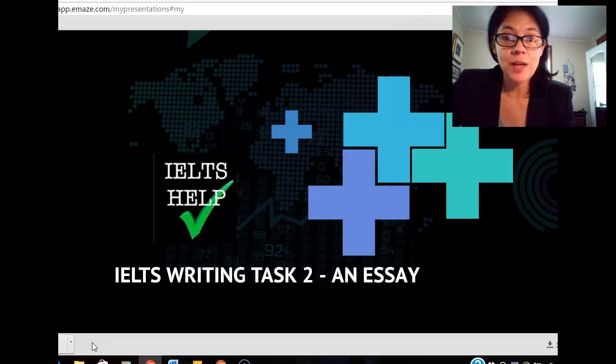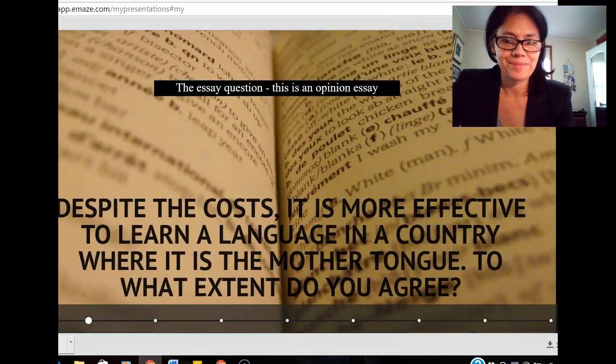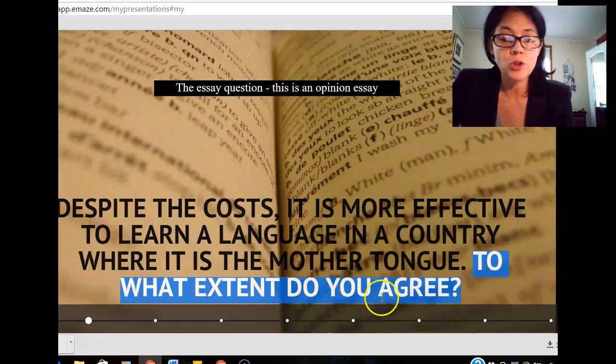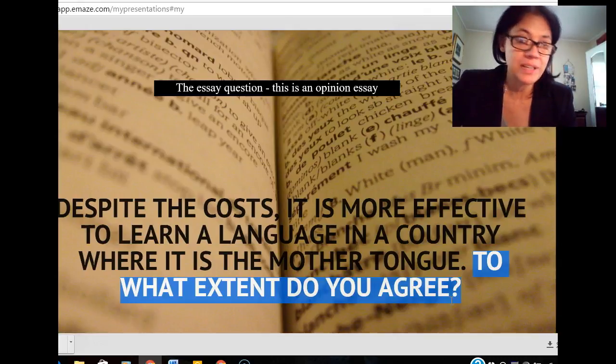Are you ready to learn how to write an IELTS Task 2 essay? What type of essay is this one? This essay is an opinion essay because it asks the question, to what extent do you agree? When you see this in the IELTS exam, you know you must present a very clear opinion. This is essential.